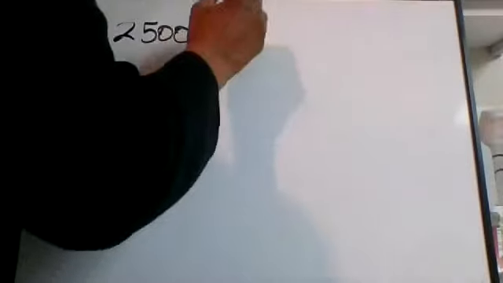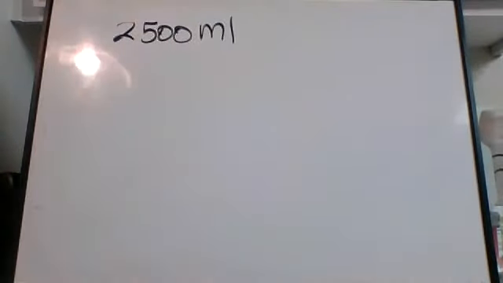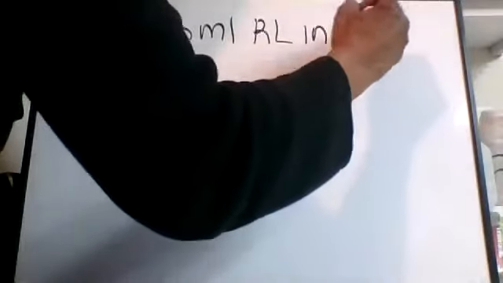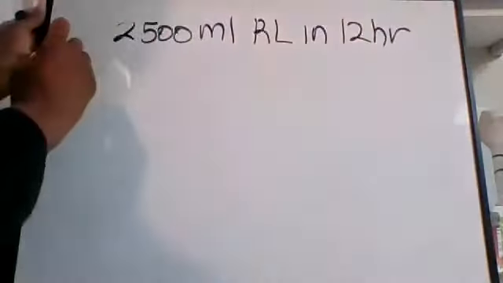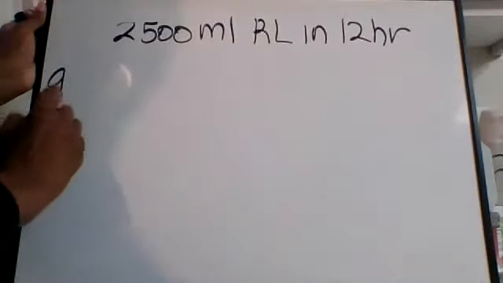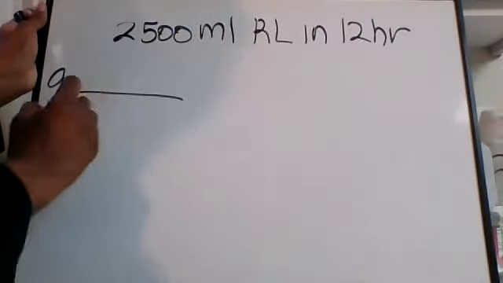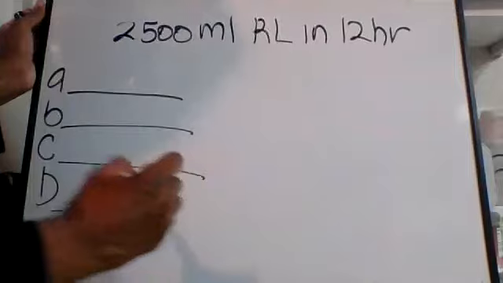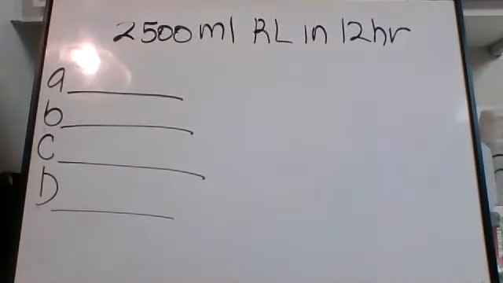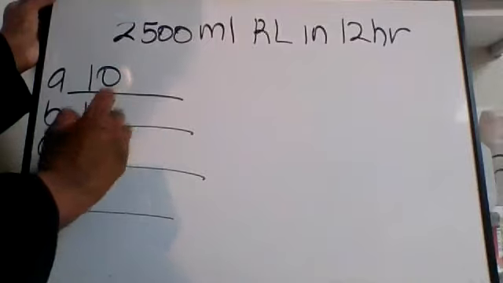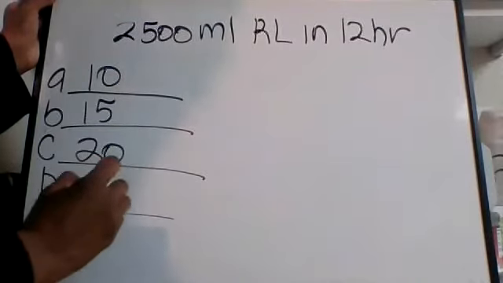So here it said 2,500 milliliters Ringer's lactate in 12 hours. We have A, B, C, D, with drop factors of 10, 15, 20, and 60.